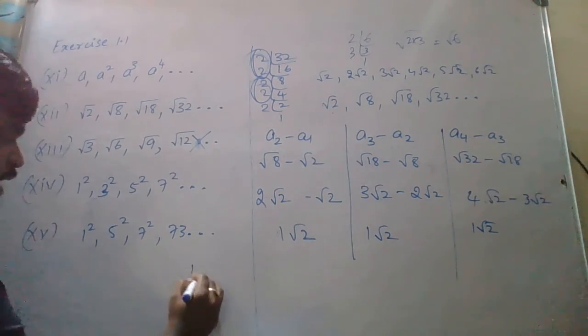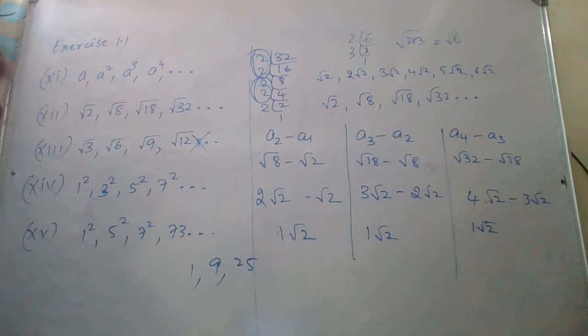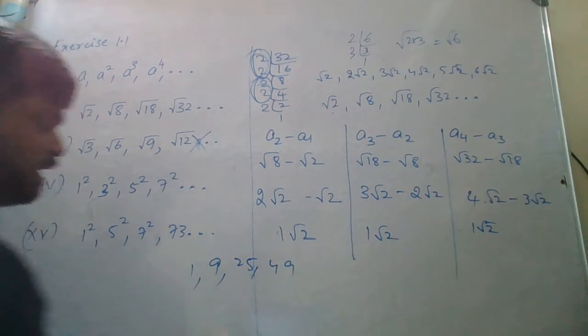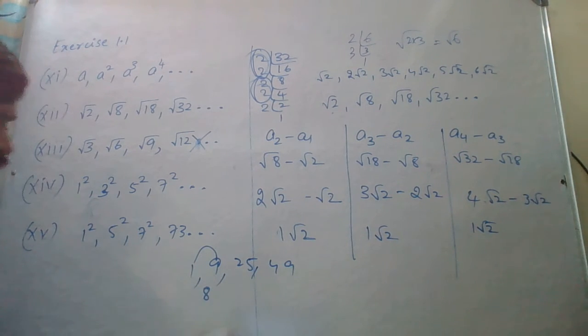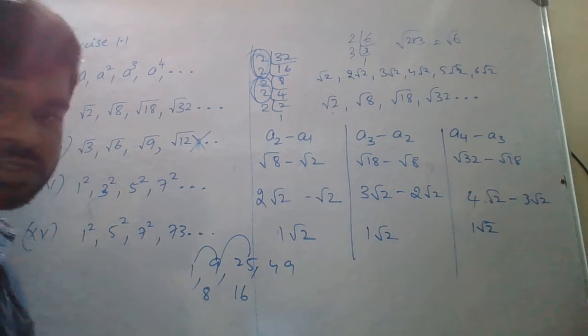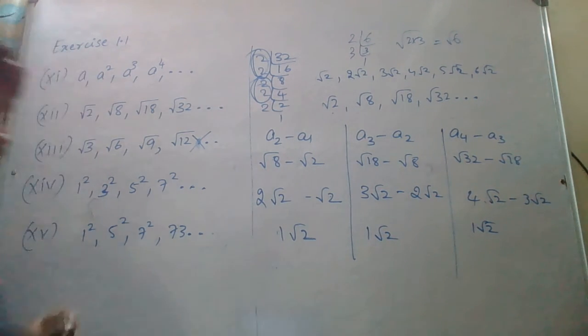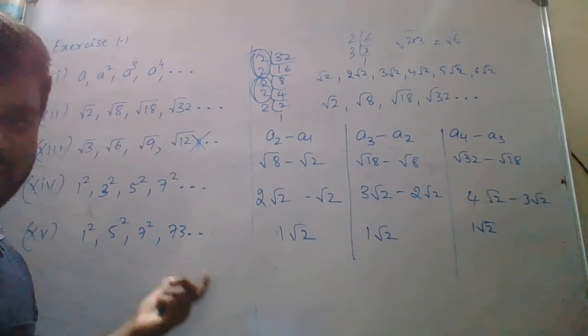Let's find this. 1 square is 1. 3 square is 9. 5 square is 25. 7 square is 49. Let's subtract it. 9 minus 1, 8. 25 minus 9, 16. Again, this is not an AP. You are getting a different answer. It's not an AP. Similarly, you can check with this. Definitely, it's not an AP.